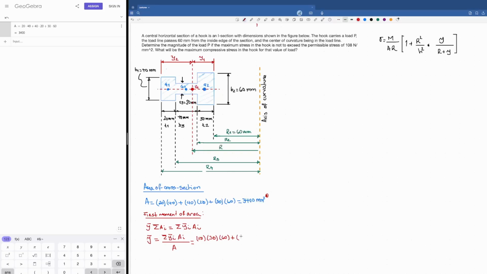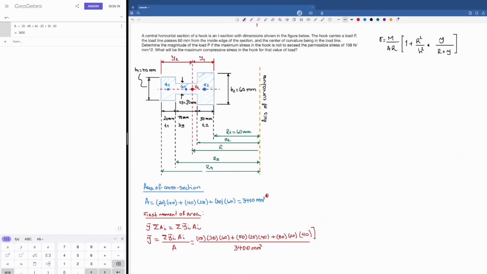It's going to be 50 millimeters times the area, and the area is 20 times 40, like this. Finally, the leftmost area is going to be the distance of the centroid, all the way up to here, and it's going to be 30 plus 40 plus 10, and that's going to give me 80. And then that's going to be 80 times the area of that leftmost rectangle, 20 times 40. And all of this is going to be divided by the total area, which was calculated here, and it was 3,400 square millimeters.